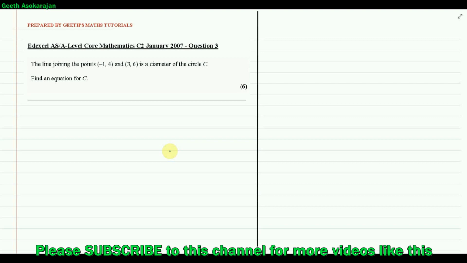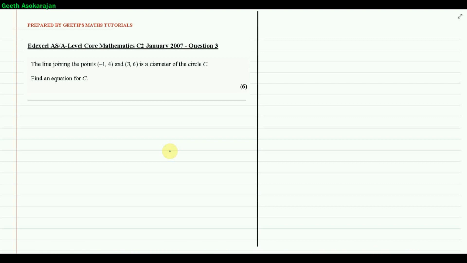The line joining the points -1, 4 and 3, 6 is a diameter of the circle C, and we need to work out or find an equation for C. So in other words, we need to find the equation of this circle.